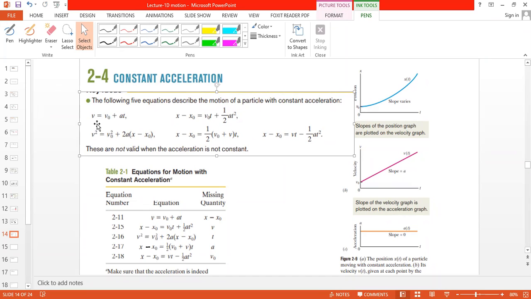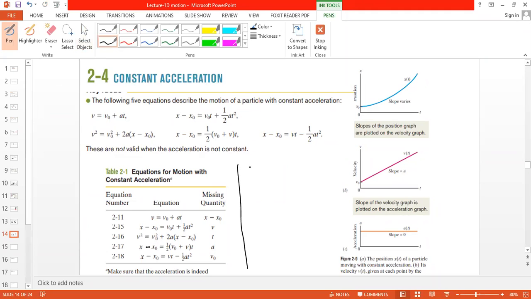I think all of you are familiar with this kind of equation, right? v equal to v naught plus at, v square equal to v naught square plus 2a times x minus x naught. You know these equations, right? When an object is traveling at a constant acceleration a, you may know the equation as v equal to u plus at, or v square equal to u square plus 2as, or s equal to ut plus half at square, right? These are the equations of motion for an object traveling at constant acceleration.